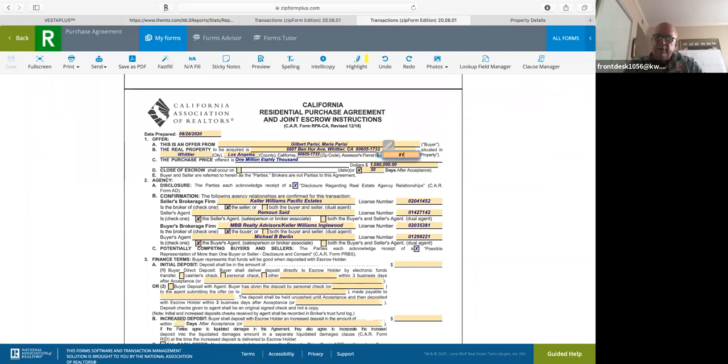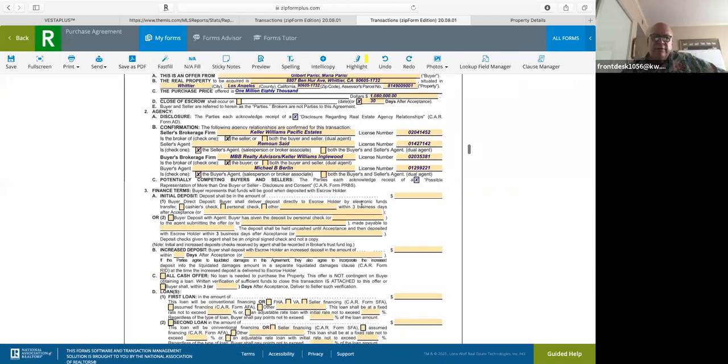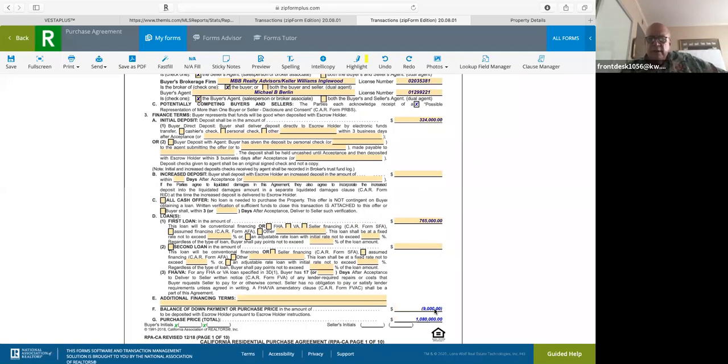I'm going to fill in the parcel number. We have both brokers' names, our broker numbers are our numbers. 32,400 is 3% of the price. First loan of 765. A lot of times people, I have 324,000, so it should be one less zero.